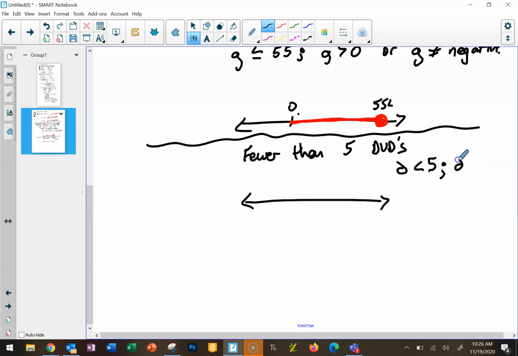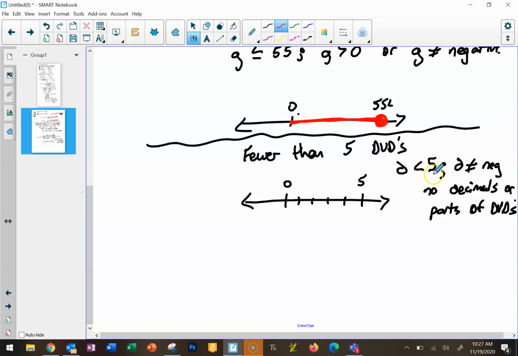But D can't be negative, right? But one more thing as well, no decimals or parts of DVDs. You can't have half a DVD. Splitting it in half doesn't really work. So in this case, we would have 0, and then let's say we'd have 5, and let's see if I can space this out. 4, 3, 2, 1.